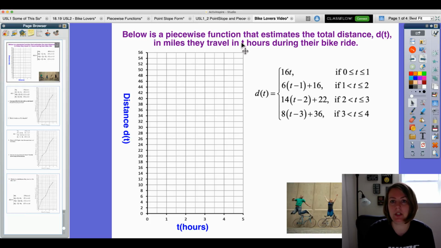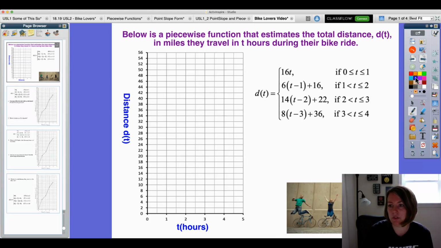So below is a piecewise function that estimates the total distance, which is d of t for your y-axis in miles. They travel in t hours right here, which is your x-axis, during their bike ride. So over here, you can see that this is our piecewise function. Here you see the intervals, our domain, and here you see our functions.